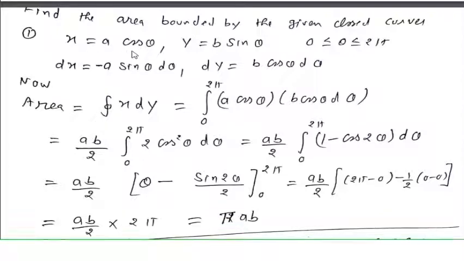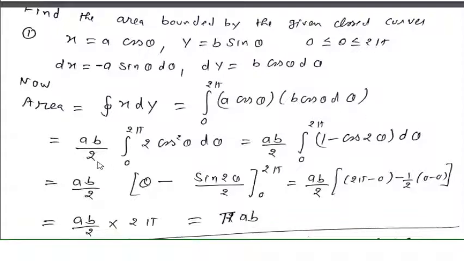Take x equal to a cos theta and y equal to b sin theta, where theta varies from 0 to 2π. To use that formula, we want the value of x and the value of dy. x is already given, and dy we have to calculate from this. dy is the derivative of this; the derivative of sin is cos, so with respect to theta, dy by d theta is b cos theta. So the value of dy becomes b cos theta d theta. So substitute the values: x is a cos theta and dy is b cos theta d theta.